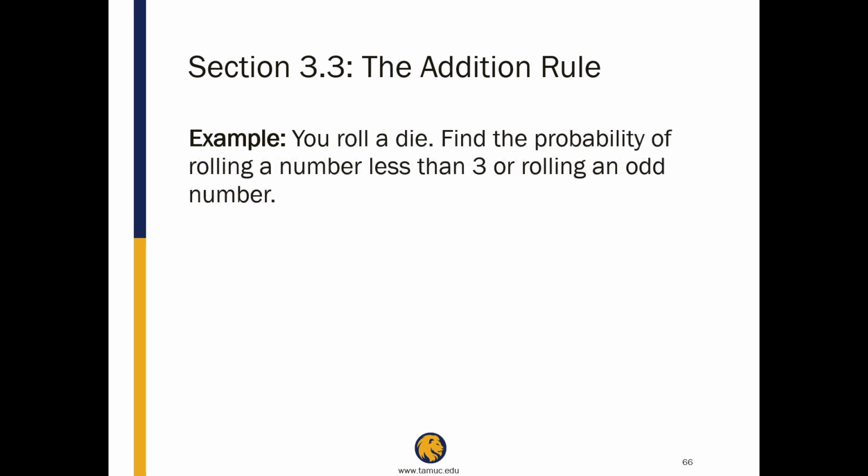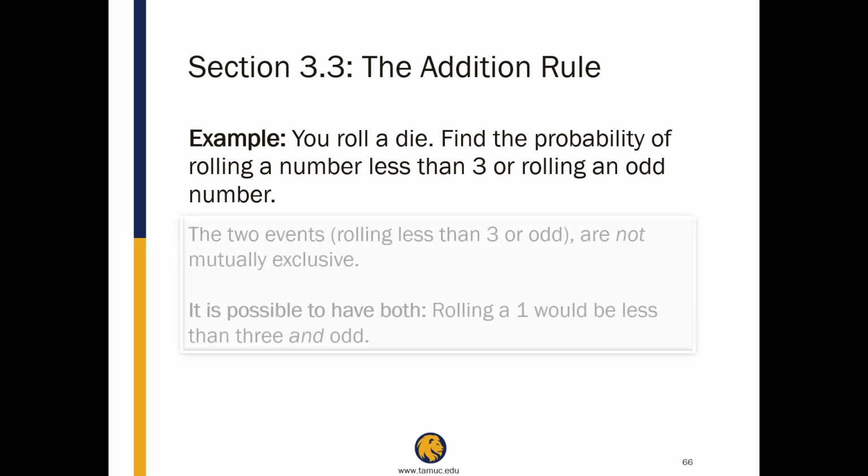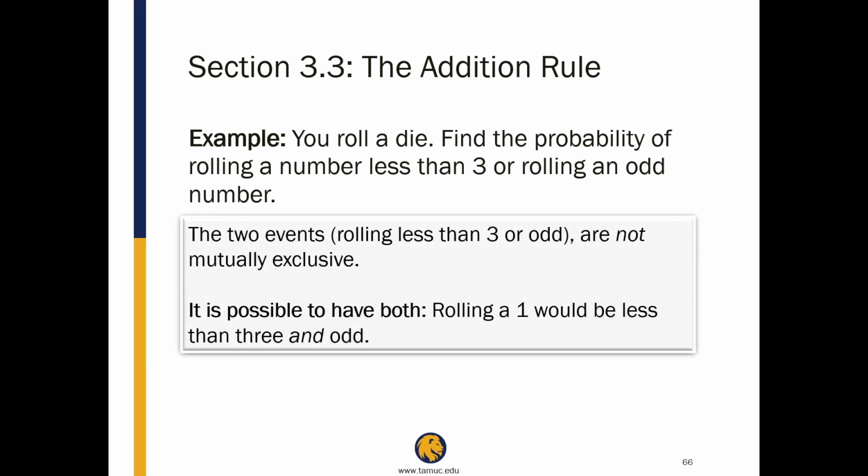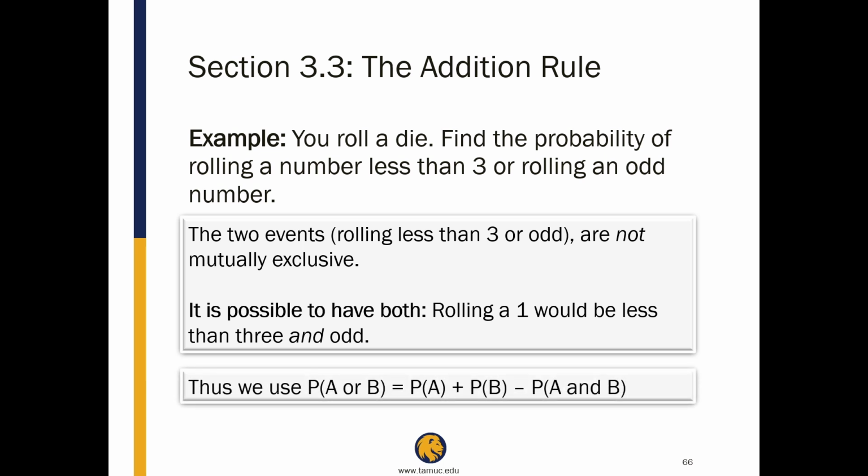The next example says rolling a die. Find the probability of rolling a number less than 3 or rolling an odd number. First off, we notice the word "or," so we need to think about whether they can happen at the same time. Are they mutually exclusive? In this case, the two events are not mutually exclusive. It's possible to have both at the same time. Rolling a 1 would fit the description of both less than 3 and also odd. So since they're not mutually exclusive, we'll extend our calculation to the probability of A plus the probability of B minus the probability of A and B.